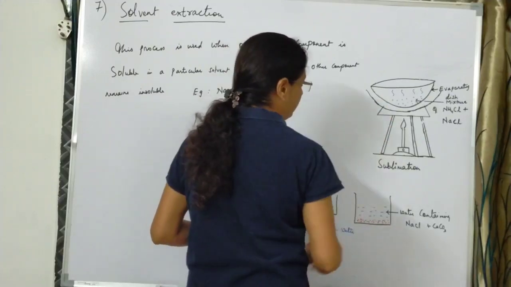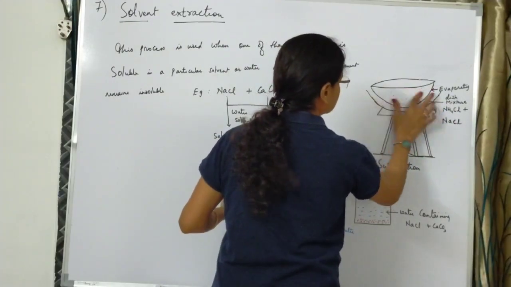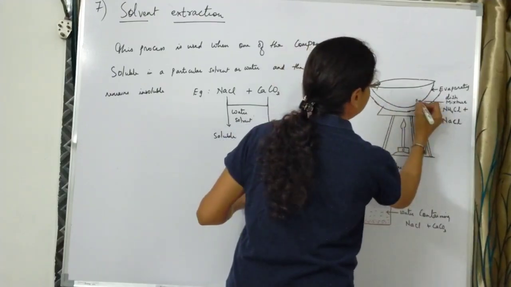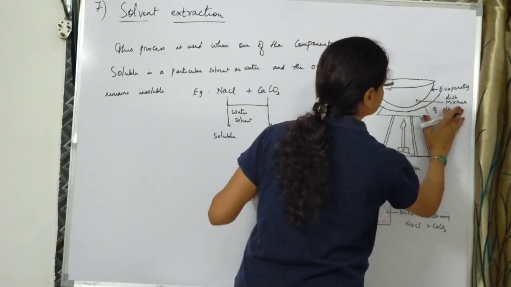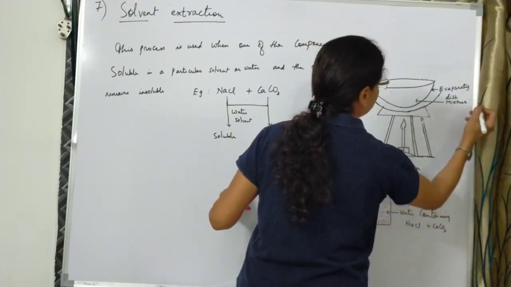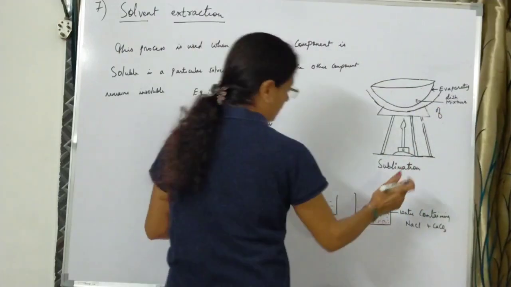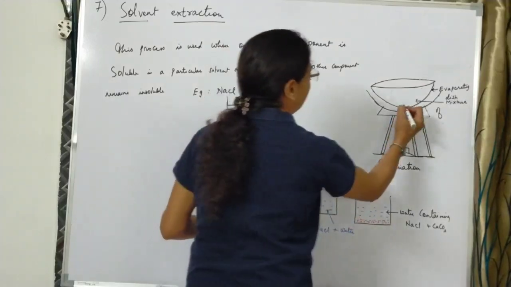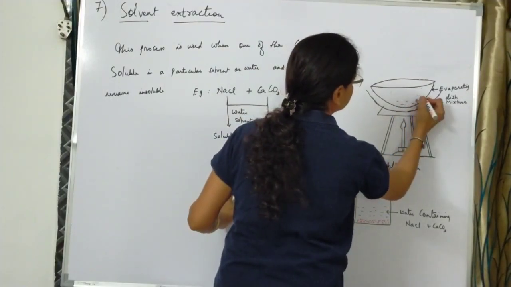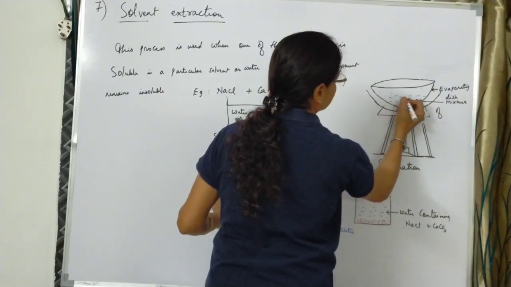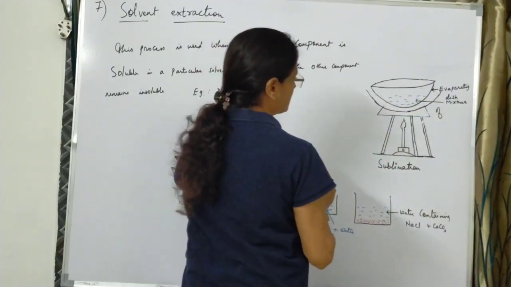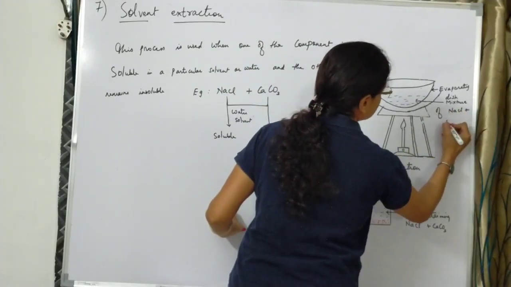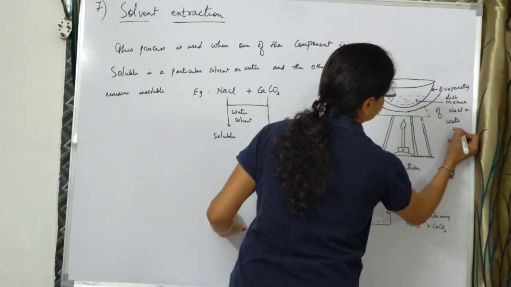So this is our evaporating dish, and into the evaporating dish we have added this mixture, that is sodium chloride and water. So I am showing it over here. We have added this. So this evaporating dish contains a mixture of sodium chloride plus water, that is our H2O.